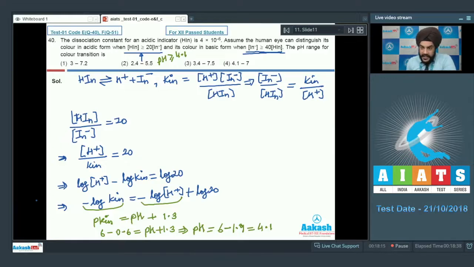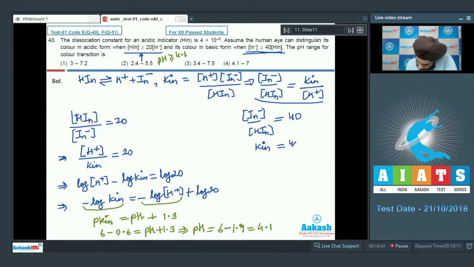We can now look at the condition in the basic form where IN minus is greater than or equal to 40 times the concentration of HIN. So we can again solve for the limiting case. So IN minus concentration upon HIN concentration is equal to 40. So substituting the value from this expression, Kn is equal to 40 times the concentration of H plus. So taking minus log both sides.